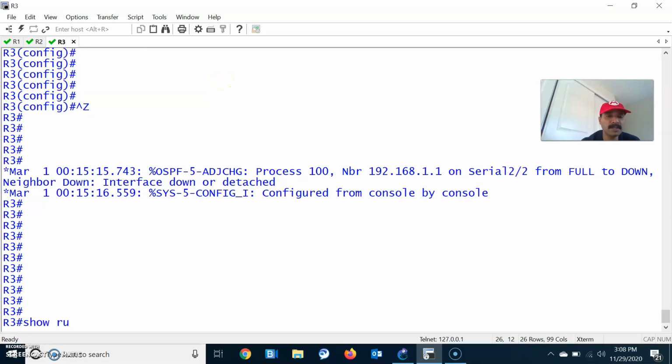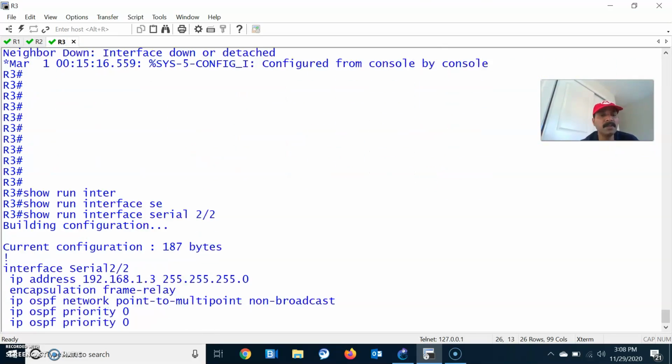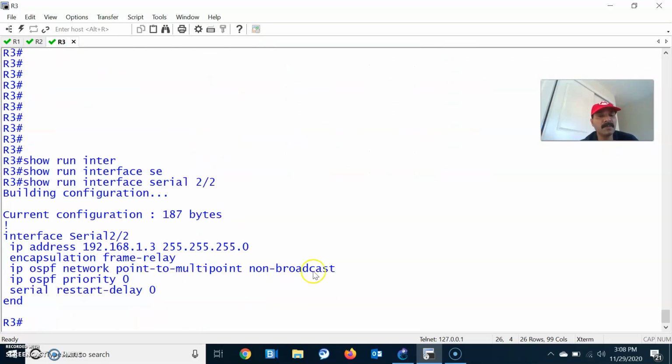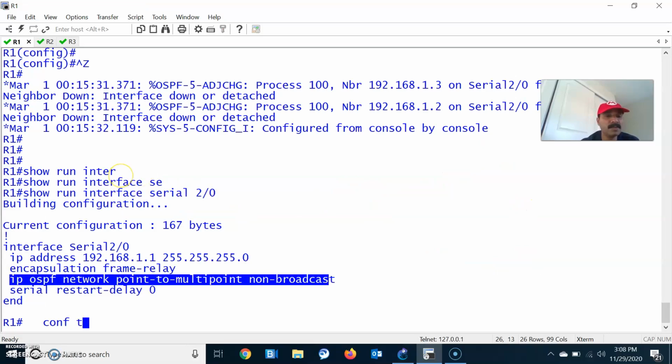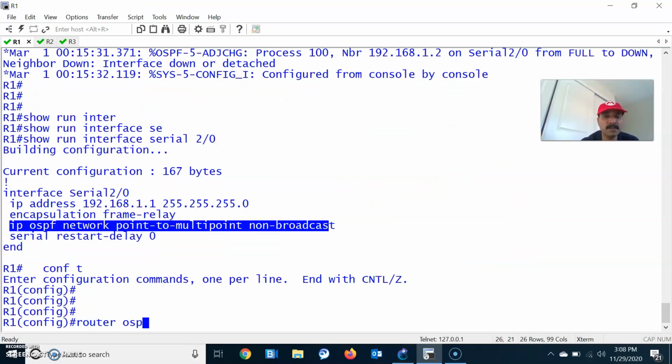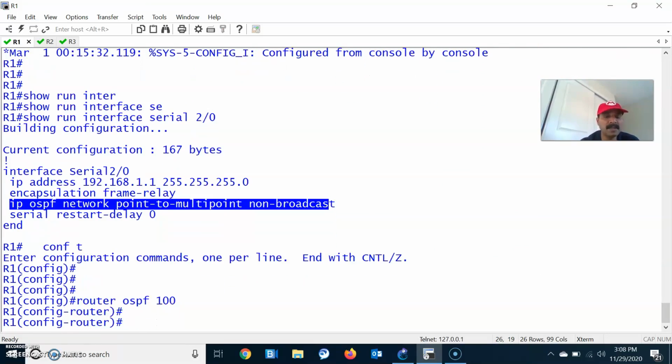Similar way, show run interface serial 2x2. So it is a point to multipoint non-broadcast network, and frame relay I already enabled, right, on all these three routers. So only one more thing is pending. I have to enable the OSPF routing, and I have to manually configure the neighbor relationship on the branch office routers R2 and R3. So now let us go to configuration mode, router OSPF 100, and let us enable.